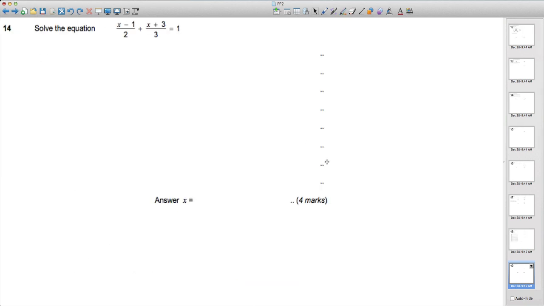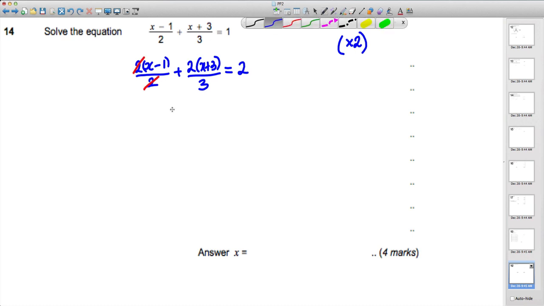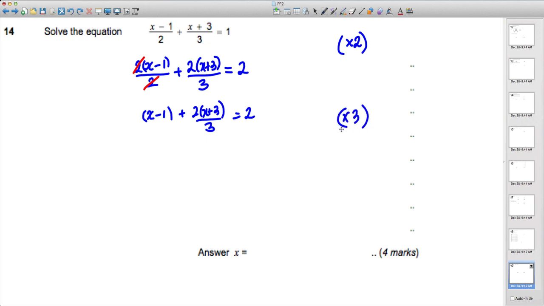Question 14. Solve that equation there. First thing I would do, I've got a 2 on the bottom, I would multiply everything by 2. And I would get x subtract 1. If I do it step by step, 2 plus 2, x plus 3. Remember to keep these in brackets, over 3 is equal to 2. Now those 2's cancel, and I would just get x subtract 1 plus 2x plus 3 over 3 is equal to 2. Now I've got 3 on the bottom, let's multiply everything by 3.